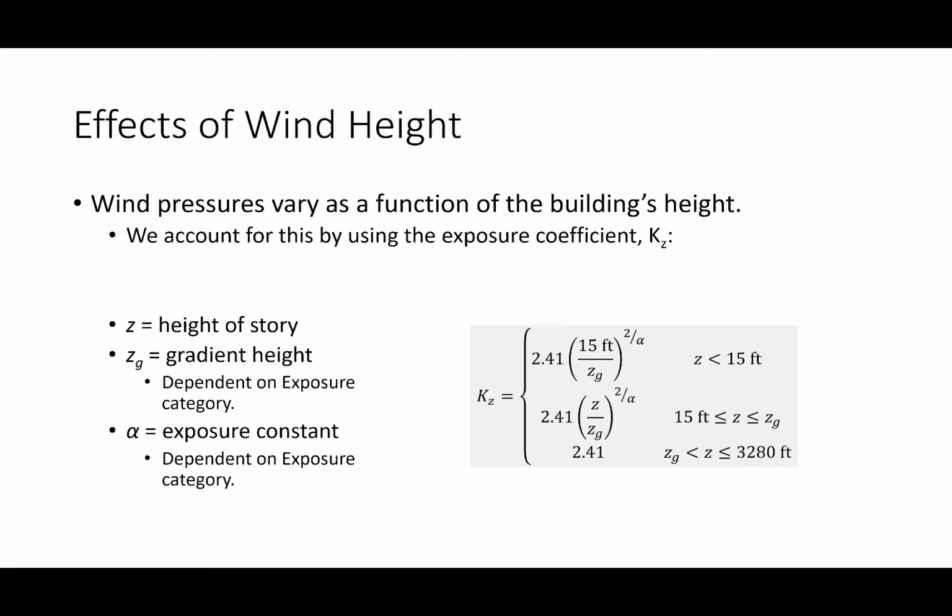Basically, this is your exposure coefficient term. For anything that's less than 15 feet, we pretty much assume a constant wind pressure. But as we get higher than 15 feet off the ground, we start varying the wind pressure as a function of height. It's a function of what's called the gradient height and an exposure constant. We talked about this a little bit last time: depending on the exposure of a building, we can get different collections of snow on the roof. Well, it's the same thing here, where we can get different exposures of wind pressures on a building.